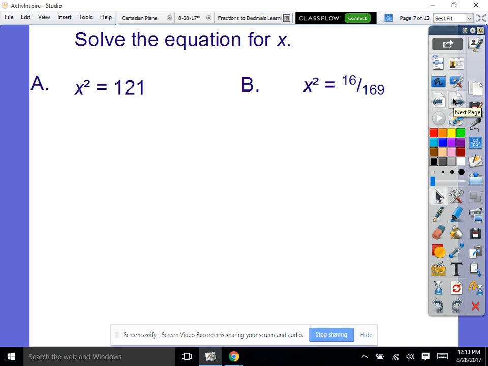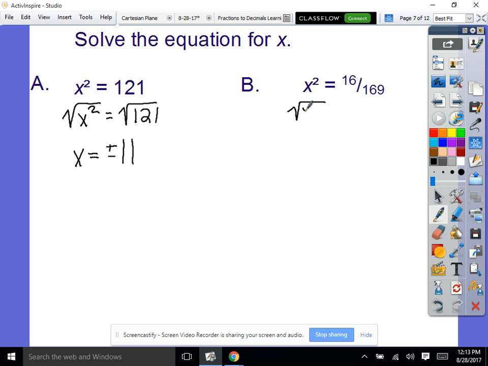All right, solve the equation for x. If x squared equals 121, then we want to get just x, so we would have to take the square root of x squared, which means we would also have to take the square root of 121. X equals 11. And because the equation started out as x squared equals 121, this could be positive or negative 11. And you have to have both signs.